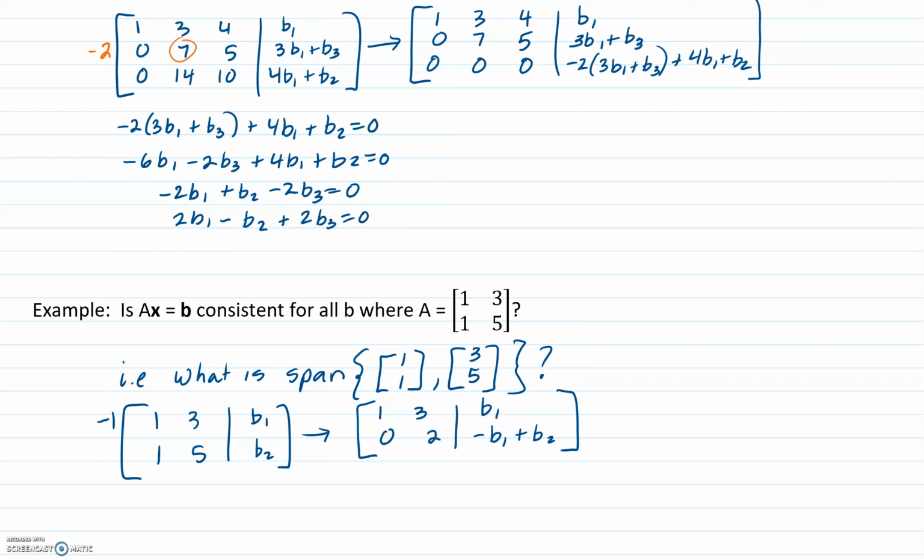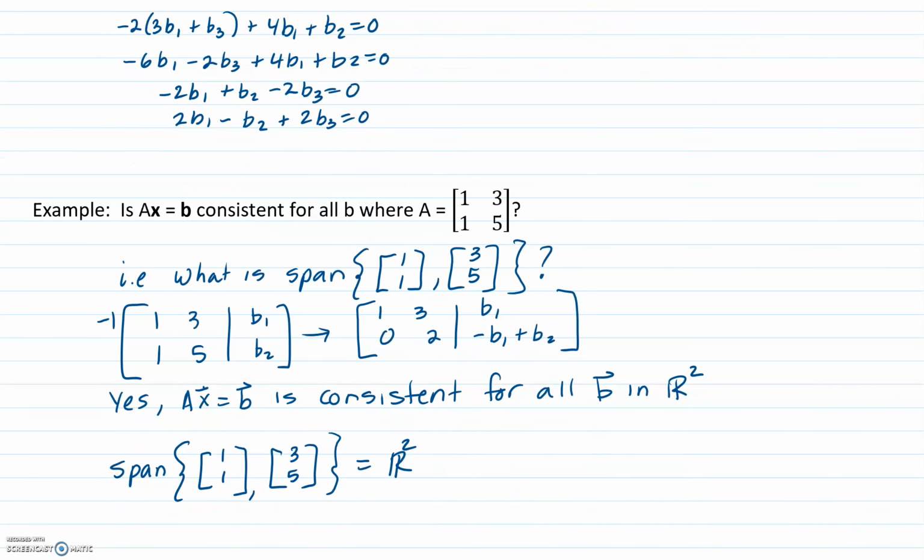B1, B2 can be any number. So the answer to this one is yes. AX equals B is consistent for all B in R2. And what is the span of those column vectors of A? It's going to be R2, since B was in R2.